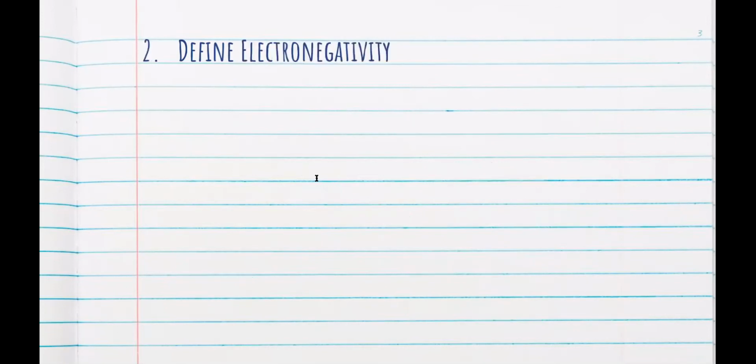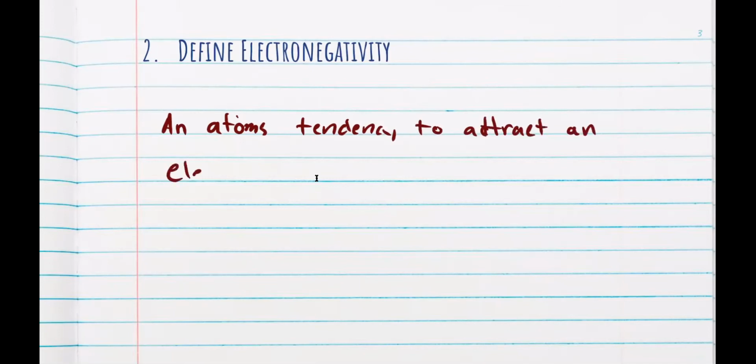Let's move on to question 2. For question 2, we need to define electronegativity. And in simple terms, electronegativity is an atom's tendency to attract an electron towards it. Factors such as size and the number of protons that are present in the nucleus help determine an atom's electronegativity.